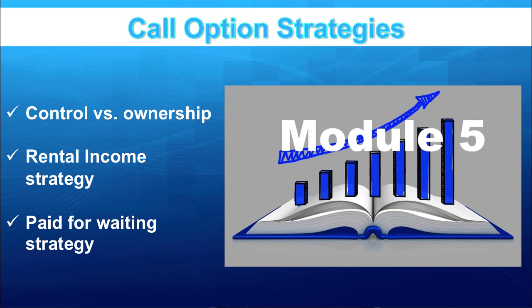I found a strategy that I teach where you can actually do the same strategy of a rental property in the stock market using stock. So you can rent it out every month and get rental income every month, which is really cool. And then I also have what I call a paid for waiting strategy. This is a strategy where you can actually get paid for selling time, for waiting for your stock to move.